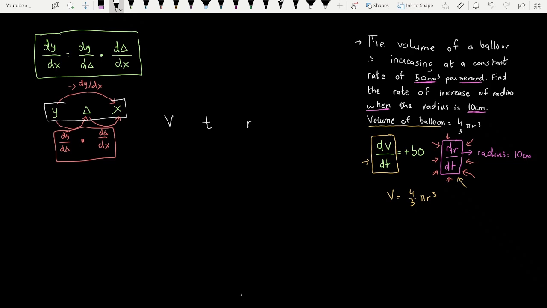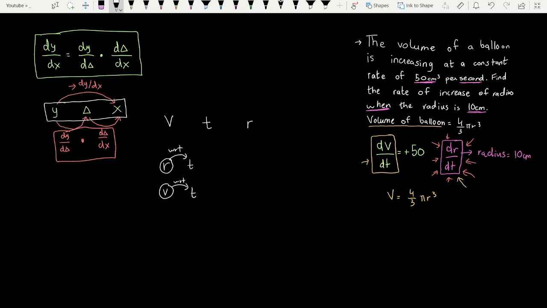Somewhat like this, I need to arrange them in some order like that. So what I can sort of understand is, I don't know what the order is right now, but I have to find r with respect to t. And what's my middle quantity? What's that other quantity they've given me? Well, that's volume with respect to t.